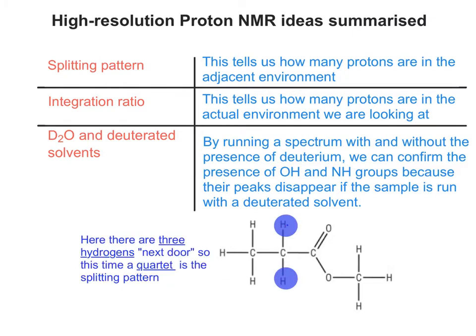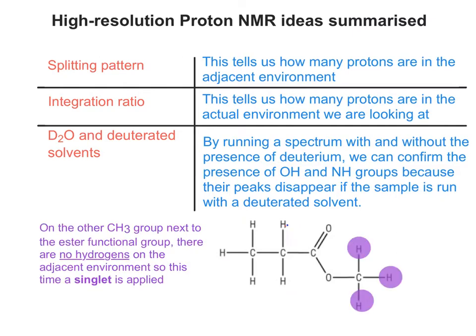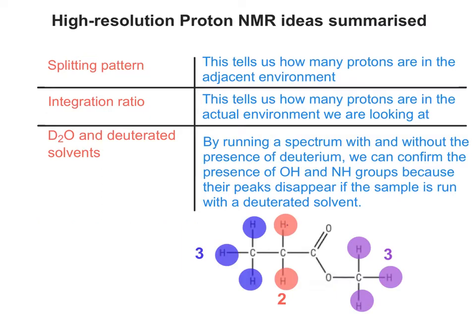But if we were to take those 2 hydrogens in that CH2 group and call that our environment, the adjacent environment is the CH3. So this time there are 3 hydrogens next door, so you get a quartet as our splitting pattern. But on the CH3 group next to the ester functional group, there are no hydrogens on the adjacent environment, so this time a singlet is applied. So the adjacent environment would obviously be the oxygen atom that I've highlighted in grey. So the integration ratio tells us how many protons are in the actual environment we're looking at. So it's a 3 to 2 to 3 ratio with the protons in the 3 different environments we've just looked at.